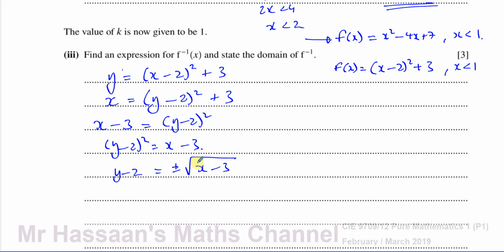So I'm square rooting both sides. That means I could have had either positive or negative square root of x minus 3. Now, I can't have both of them. It must only be one of them. Okay, so which one is it going to be? That's where we have to think a little bit, right?